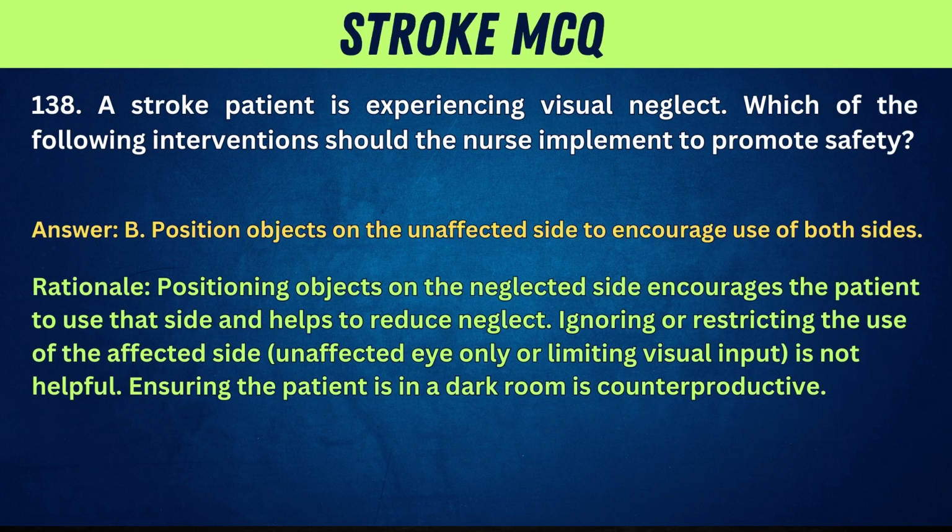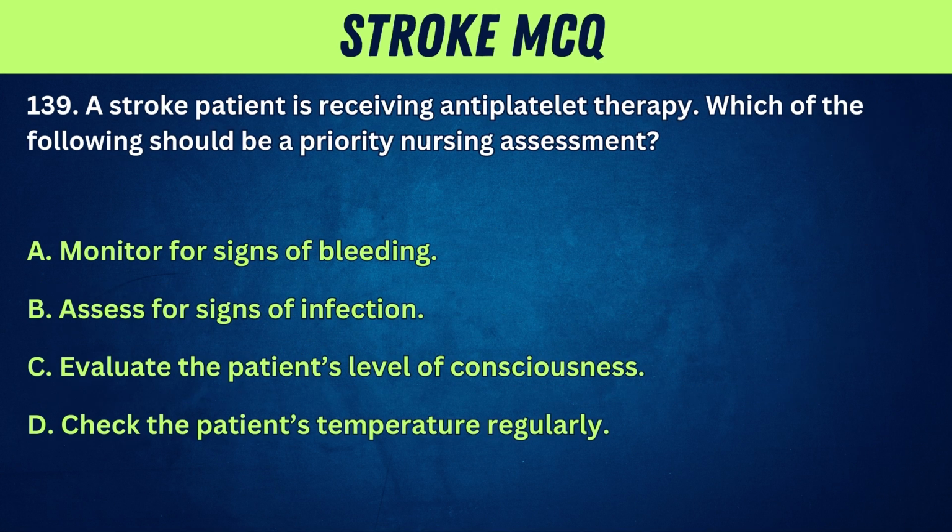Answer: B. Position objects on the unaffected side to encourage use of both sides. Rationale: Positioning objects on the neglected side encourages the patient to use that side and helps to reduce neglect. Ignoring or restricting the use of the affected side, unaffected eye only, or limiting visual input is not helpful. Ensuring the patient is in a dark room is counterproductive.